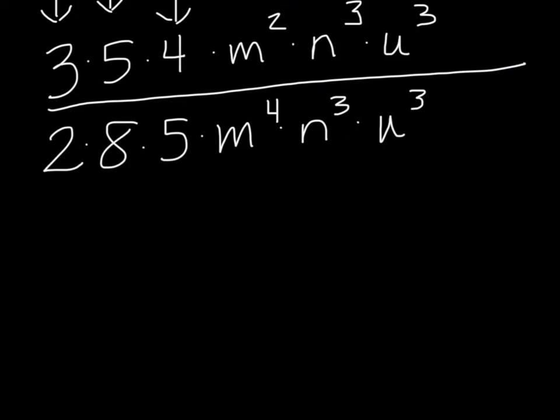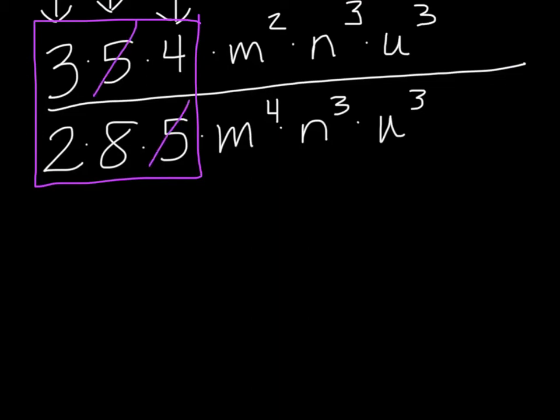Now I'm going to break it off again, and I'm just going to look at my coefficients first. Do I have any common factors in the numerator and denominator? Hopefully you can see you do. You have a 5 divided by a 5, so I can cancel those out. Same factor in the numerator as denominator cancels and gives me a value of 1.